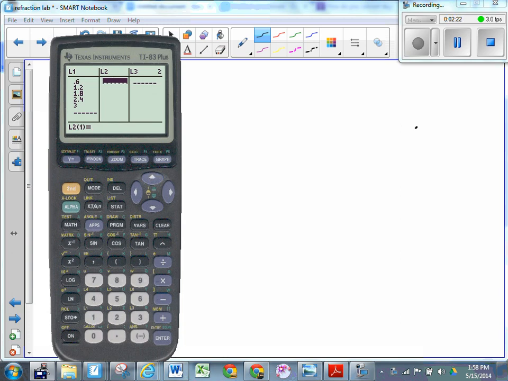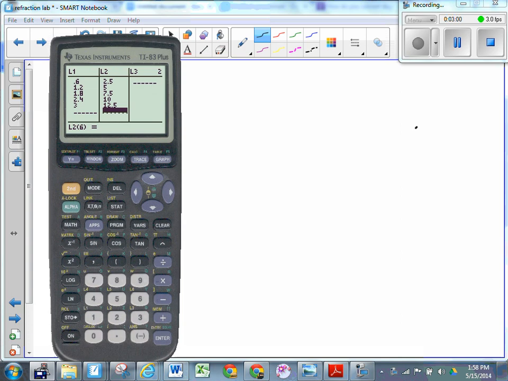My second column I've got here 2.5, 5, 7.5, 10, and 12.5. There's my data table. Now, I'm not trying to plot a graph here to see what the graph looks like.